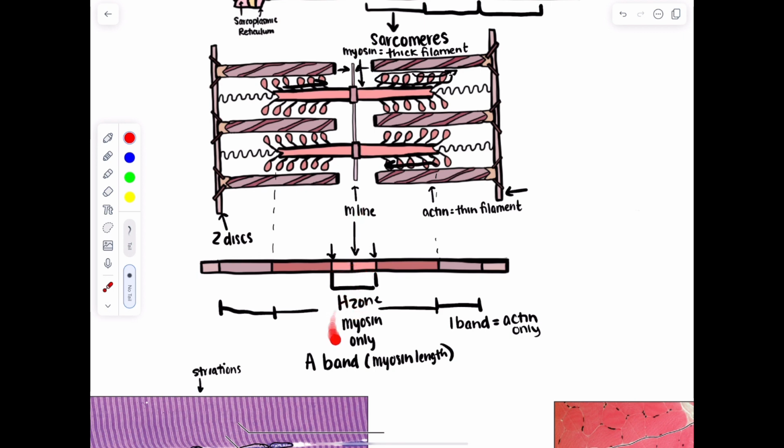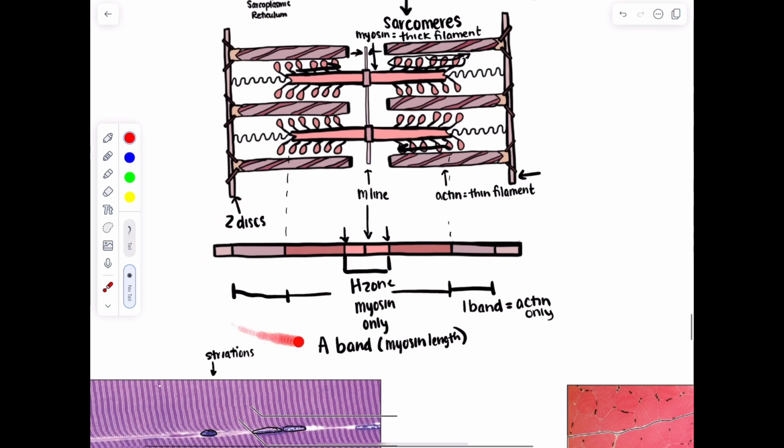H zone is where we're myosin only. Our I band is where we have actin only. And our A band is the length of the myosin, where I have myosin. So we have two bands, myosin and actin only, and we have one zone, the H zone.